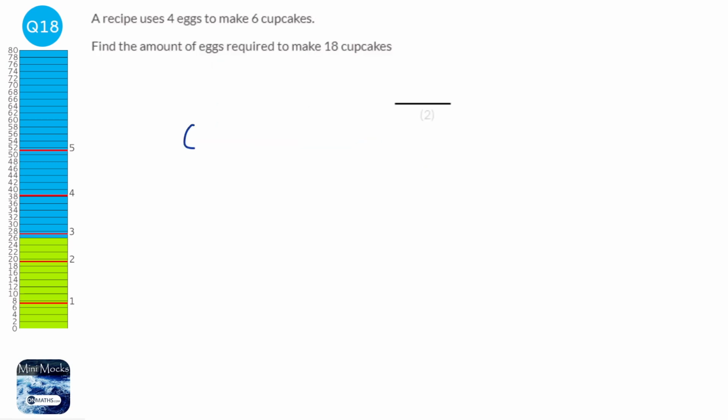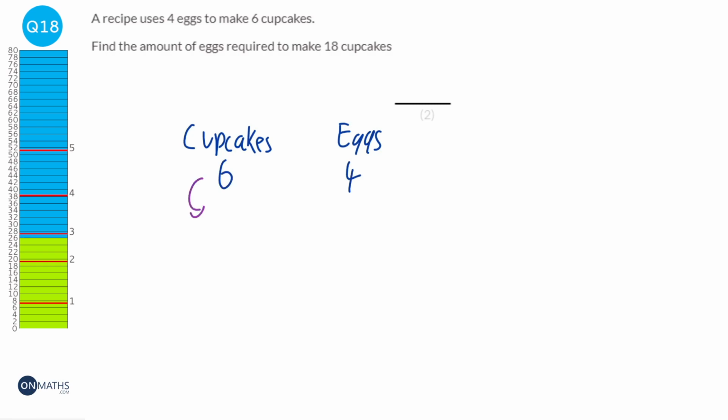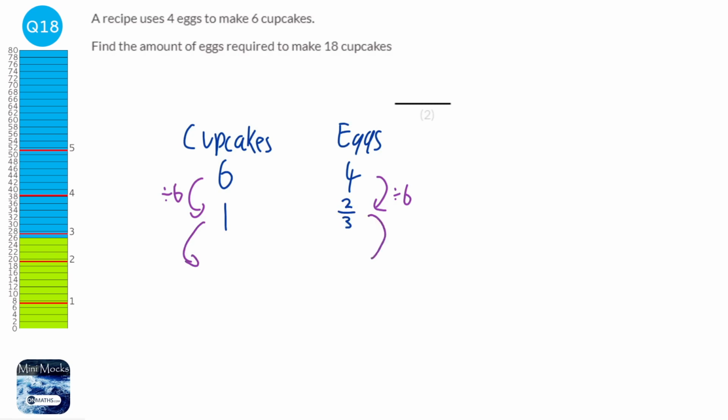So we're going to track the amount of eggs needed to make a certain amount of cupcakes. So we're given in the question that 6 cupcakes requires 4 eggs. And what we're going to do is we're just going to work out how many eggs is required for 1 cupcake. So we're going to divide both sides by 6. And that's for 1 cupcake will be 2/3 of an egg. And we're looking to make 18 cupcakes, so I'm going to times that by 18 on both sides.